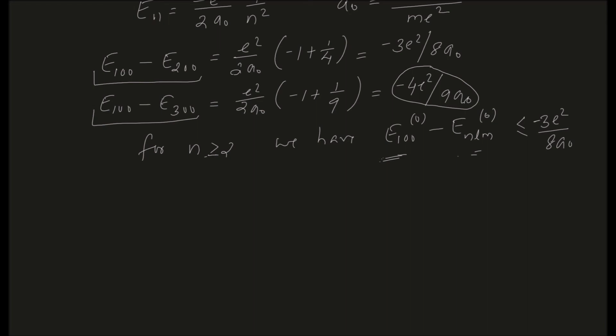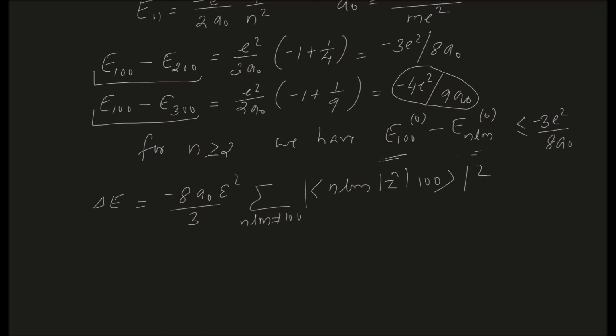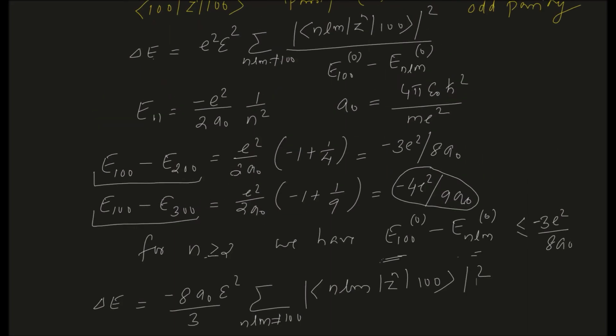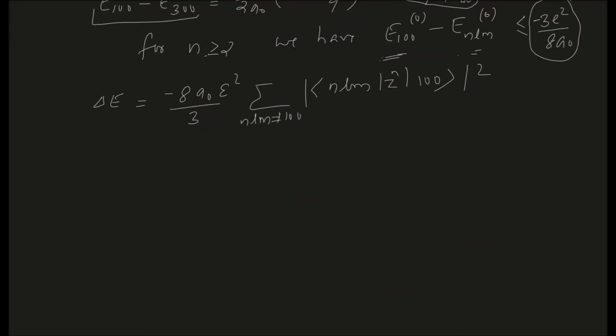Okay, so this will help us to write the energy shift delta E as minus of 8a0 e squared by 3, sum over n l m not equal to 1 0 0, of the modulus square of <n l m| z |1 0 0>, because we have substituted for this denominator, the energy difference E 1 0 0 minus E n l m, by this quantity, minus 3 e squared by 8a0. So let's see what this integral is.